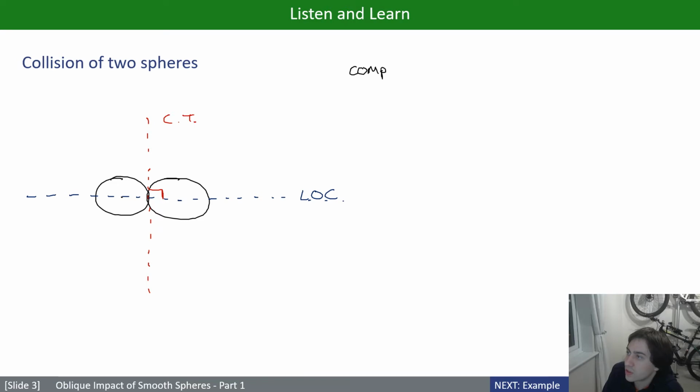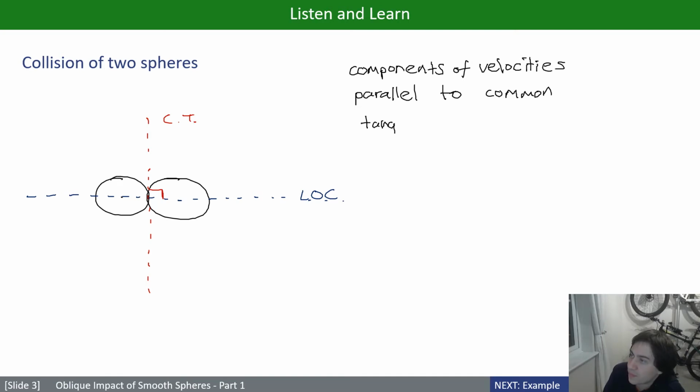Components of velocity, or velocities, because there'll be two of them, right, one for each object. The components of velocities which are parallel to the common tangent, what happens to them? So this should hopefully make sense.